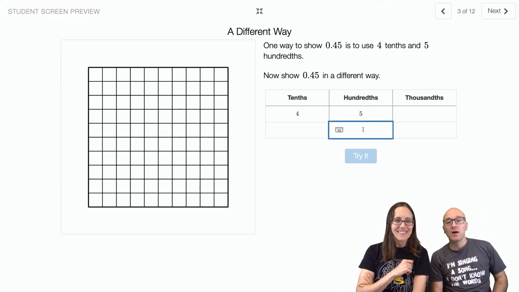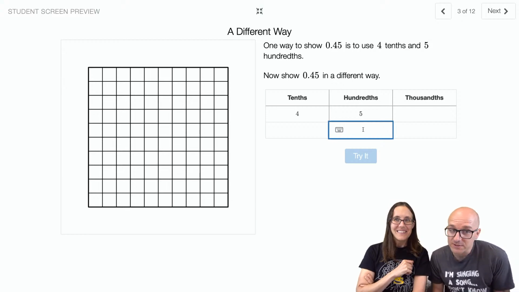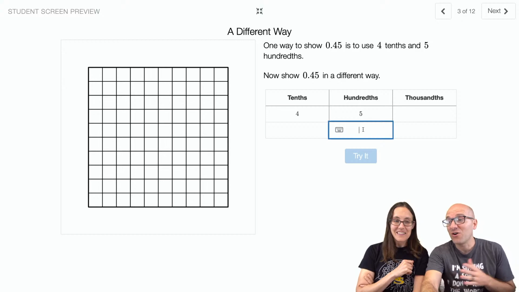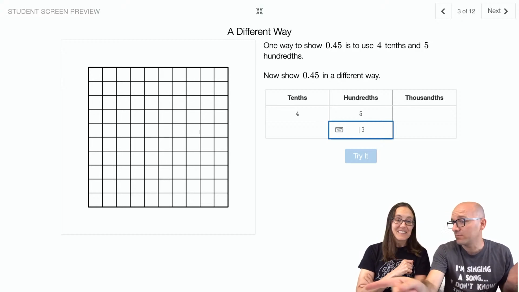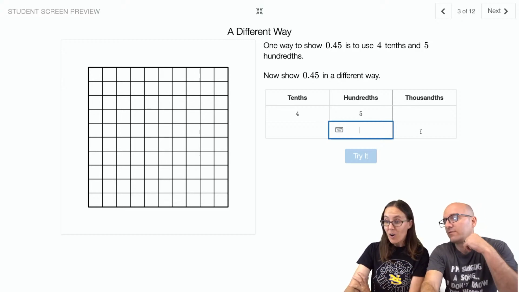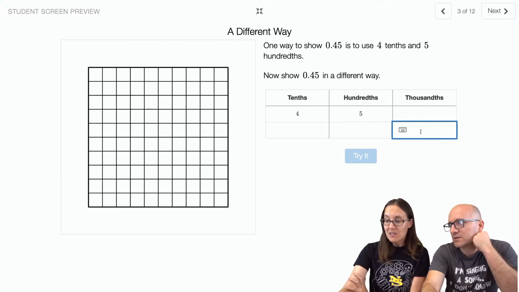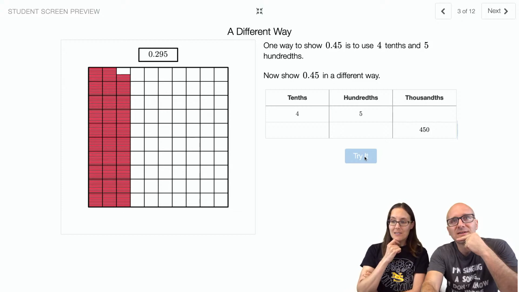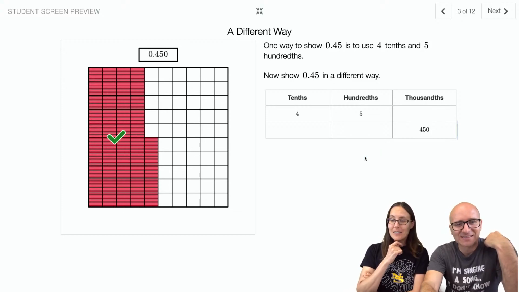Some people are using all thousandths, like Rosalie managed to get 0.45 just using all thousandths. How many thousandths, Science Mom, if we do it with all thousandths? Then we need to do 450, is that right? Give it a try, let's see. I'll give it a try and see. Woohoo! I did it just like Rosalie.